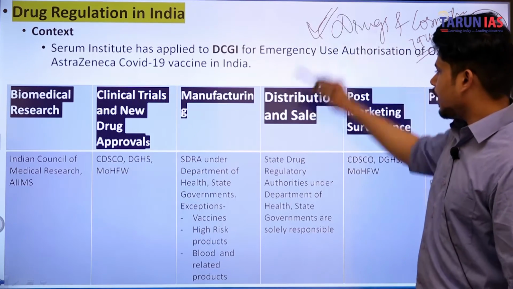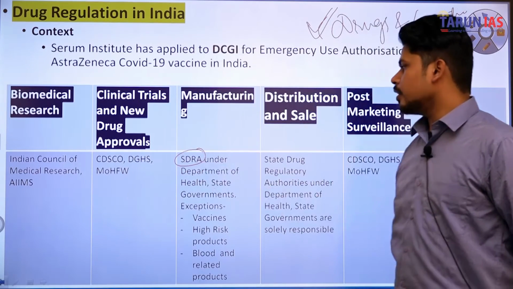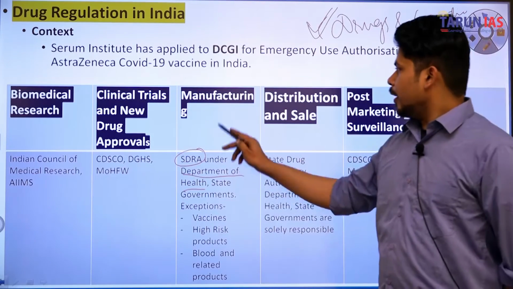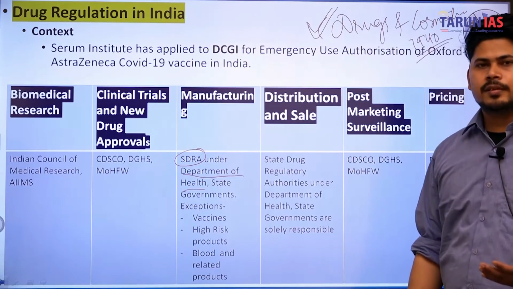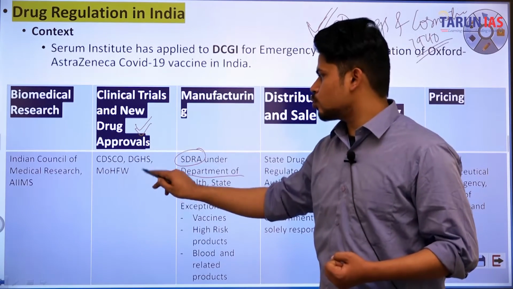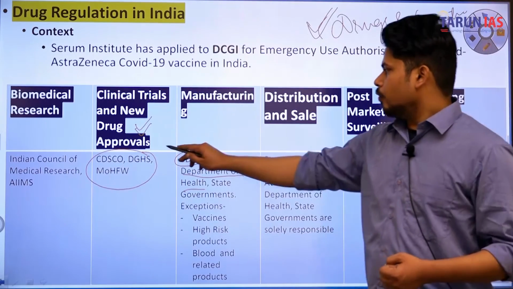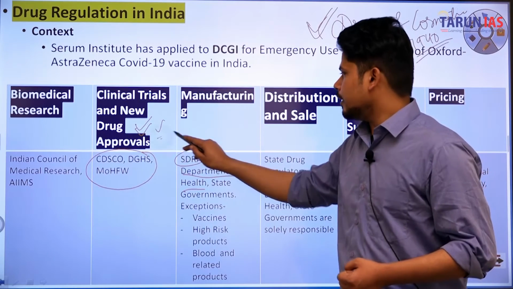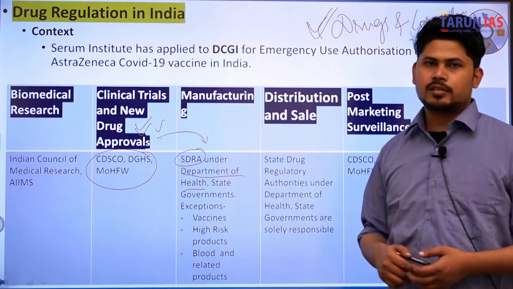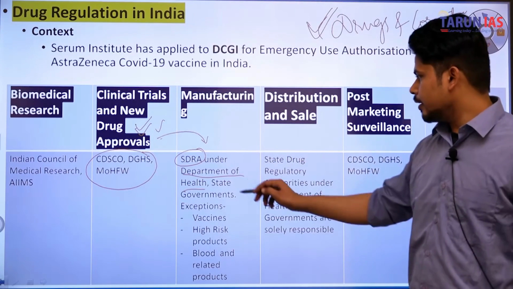This mandates that State Drug Regulatory Authorities, SDRA, under the Department of Health, handle manufacturing. States can manufacture drugs, but clinical trials and approval of a drug are the sole domain of the central government. Once a drug has been approved as clinically fit, it can be manufactured by agencies controlled by state drug regulating authorities. Those agencies can be private or government institutes.